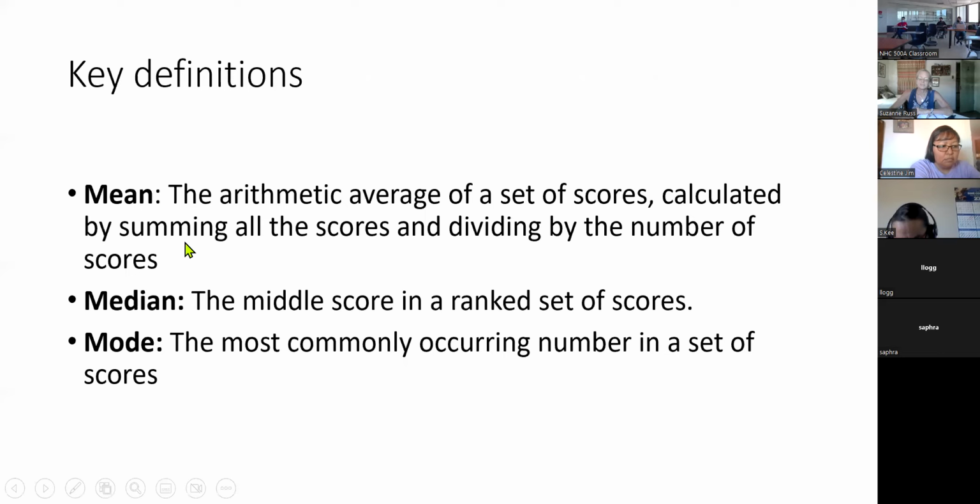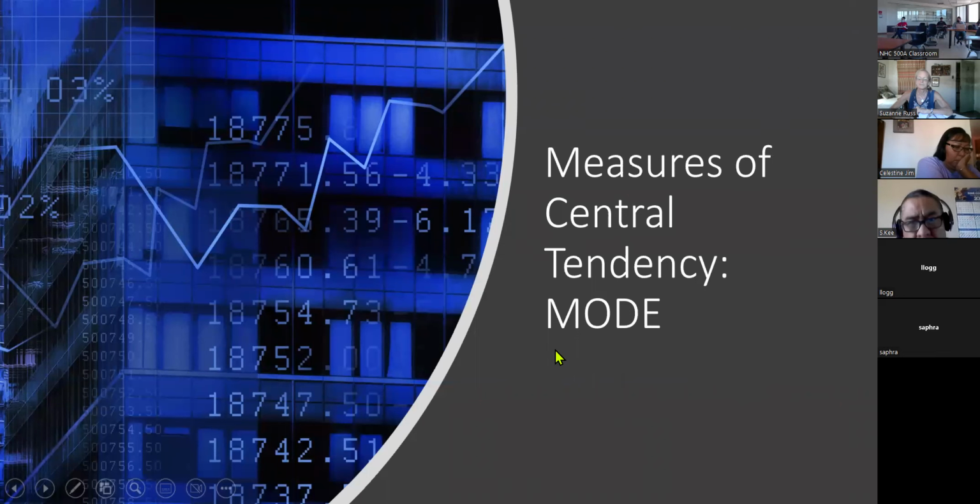So once again, I've repeated these definitions. The mean is just the average, just like you've worked with all along. We add up the scores and divide by the number of scores. And then the median is the middle score in a ranked set. And the mode is the most commonly occurring number in a set of scores. So let's begin with mode. Pretty straightforward.